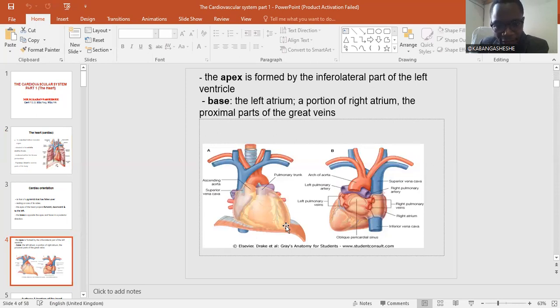So this is the apex of the pyramid. Then there will be the base of the pyramid. So the apex of the heart points to the left there at the 5th intercostal space. Then the base of the heart is at the back here posteriorly. So this is the base of the heart formed by the left atrium. This is the left atrium. That is the right atrium with the superior vena cava and inferior vena cava entering there. So that is the orientation of the heart.